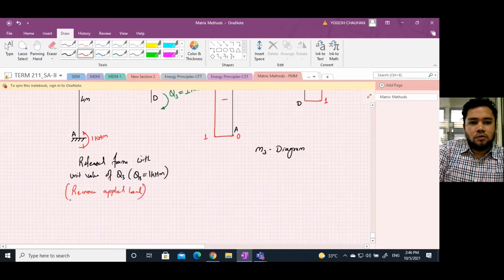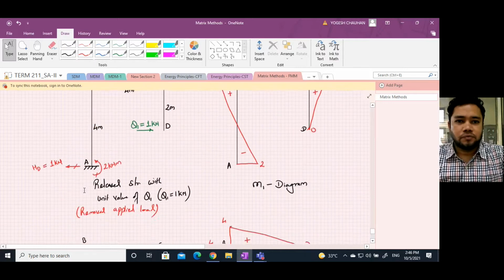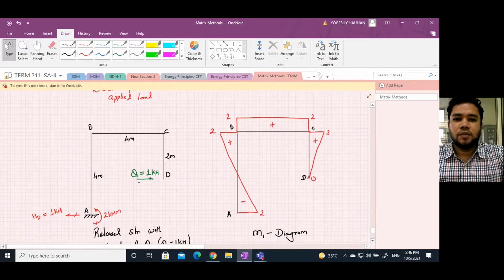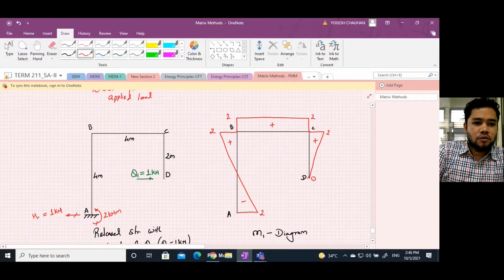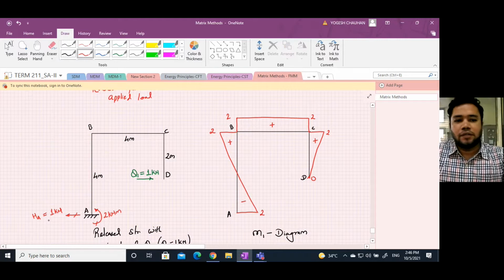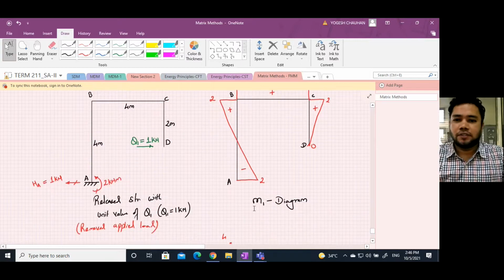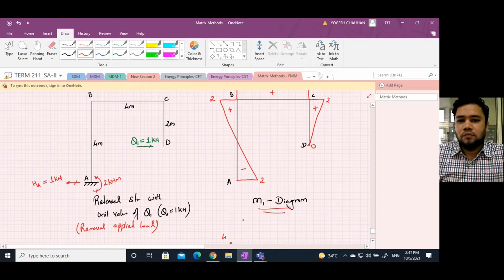Applied load. Now this is a cantilevered frame with a horizontal load acting at point D. So you can find the support reaction HA, which will be 1 from right to left, and the moment will be in anti-clockwise direction, 2 kilonewton meter. So you can draw the bending moment diagram for this loading. We call this small m1 diagram.